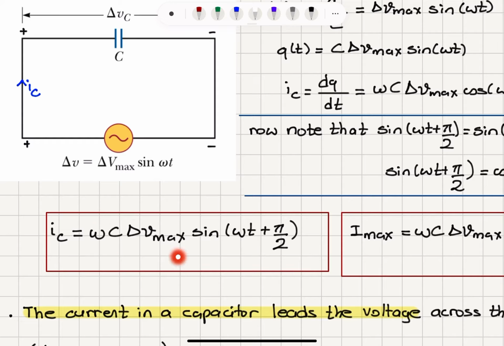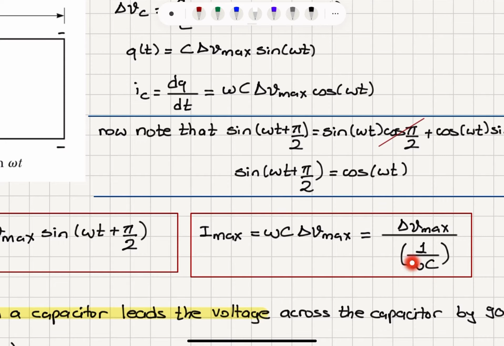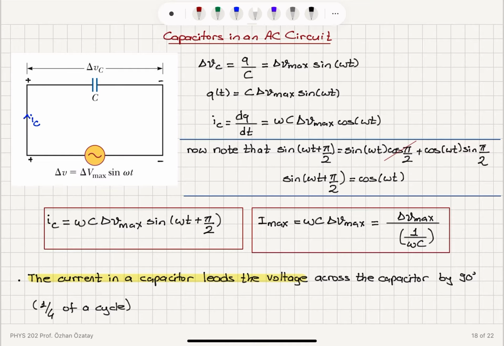And the maximum current we can read here is omega C times delta V max, or delta V max divided by 1 over omega C. So what is the phase relationship between the voltage across the capacitor and the current that flows through the capacitor? You can see that the current is leading the voltage by an angle pi over 2. So the current is leading the voltage across the capacitor by 90 degrees. 90 degrees corresponds to, once again, a quarter of a cycle.